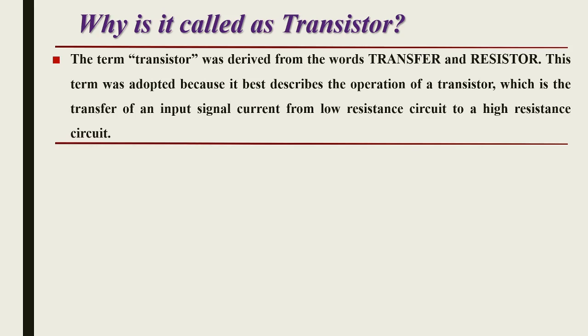Why is it called a transistor? The term transistor was derived from the words transfer and resistor. This term was adopted because it best describes the operation of a transistor, which is the transfer of an input signal current from a low resistance circuit to a high resistance circuit.